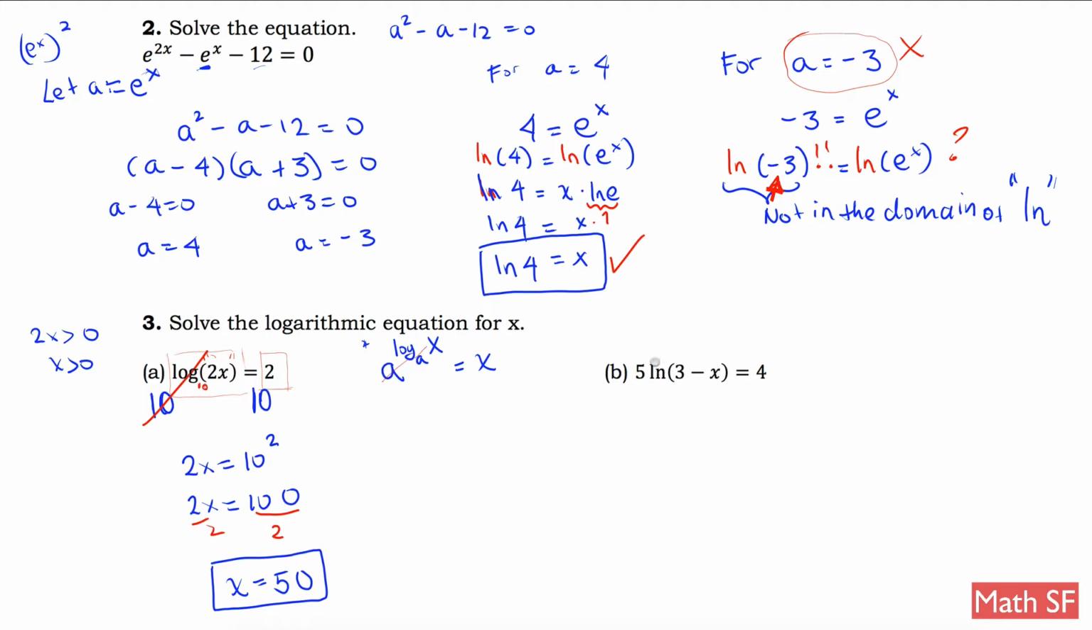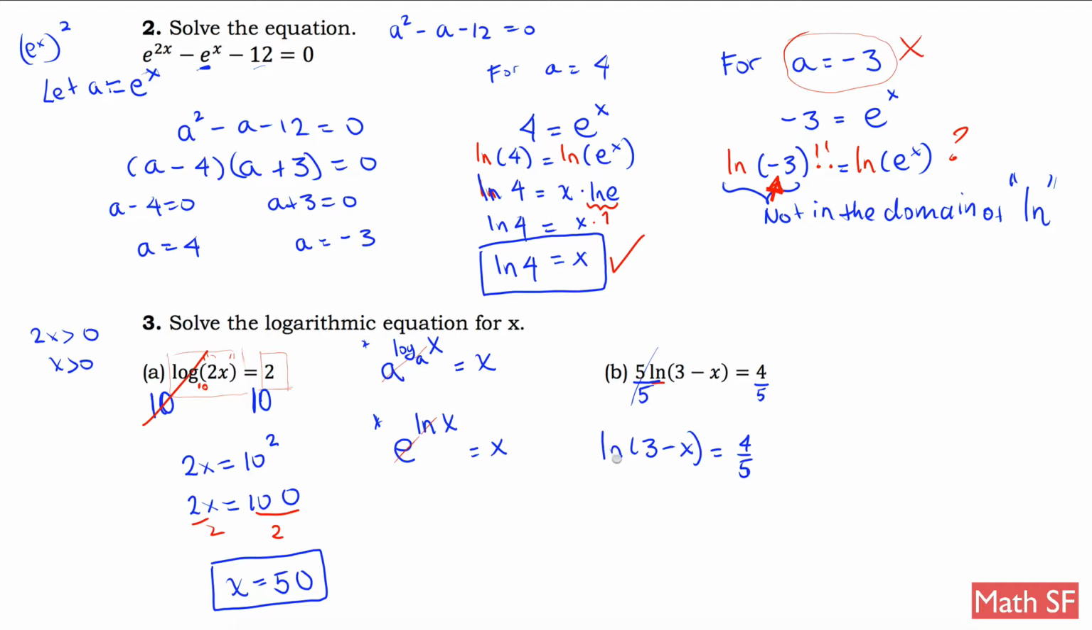Now I'm going to use the same technique here. However, first I need to isolate the natural log. I'm going to divide by 5 each side. What I get here is natural log of 3 minus x is equal to 4/5. Now I want to get rid of ln. Similar to this formula, the base of ln is e. If I have ln of x, the base is e, so e to the ln of x is actually x. This cancels out.